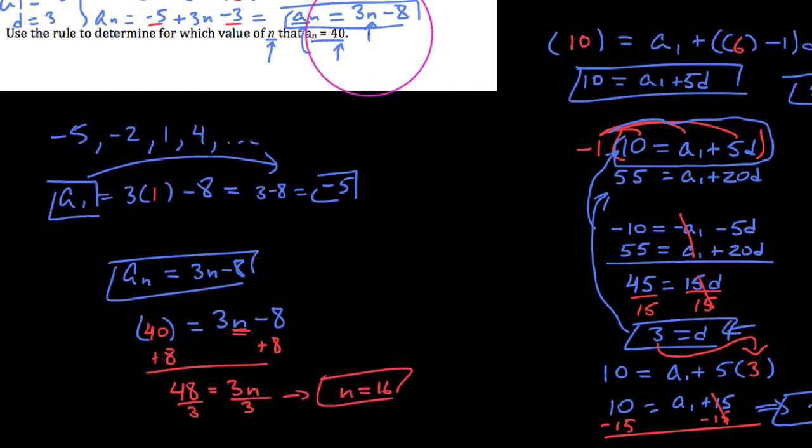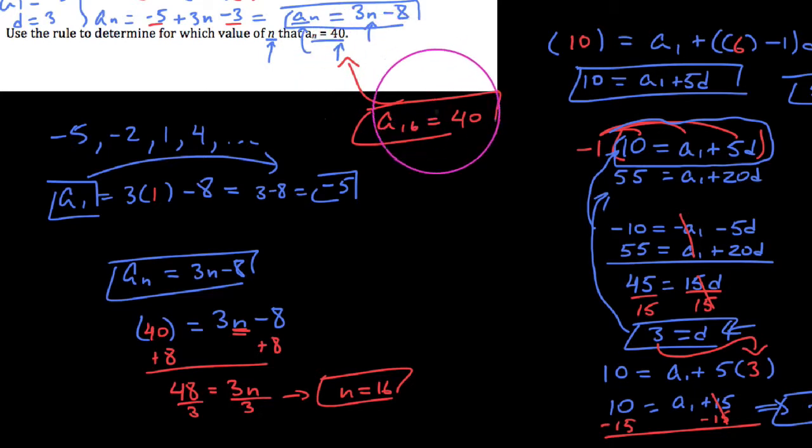So what we're saying here is that it must be the case that a16 came out to be 40, or this value of 40 has to be the 16th term in this sequence. And it'd be easy to go out and write out 16 terms of this, but you know what, it's a lot easier to just do the algebra. Cheers.